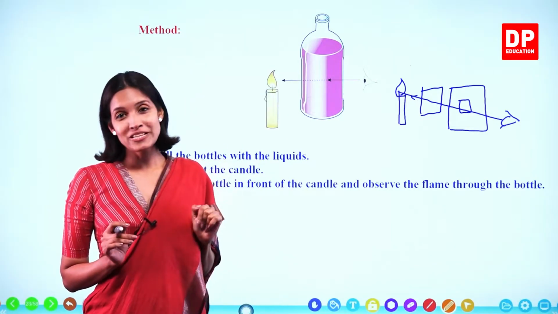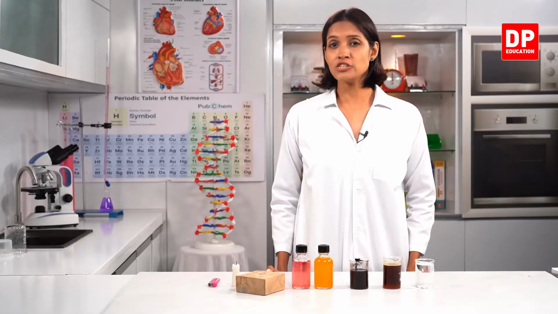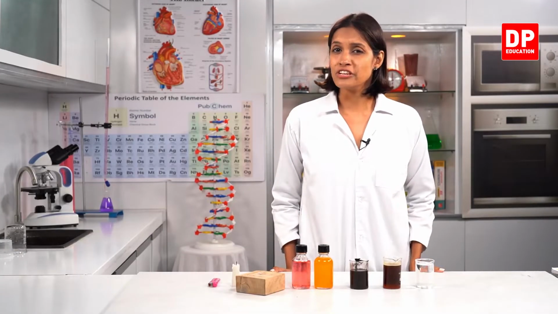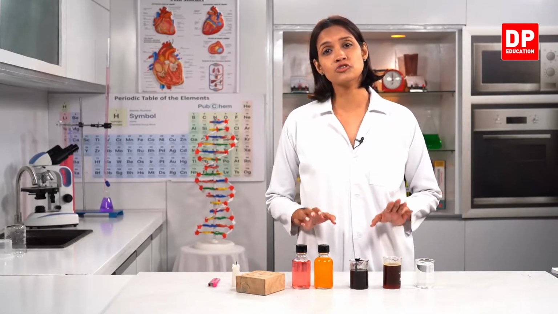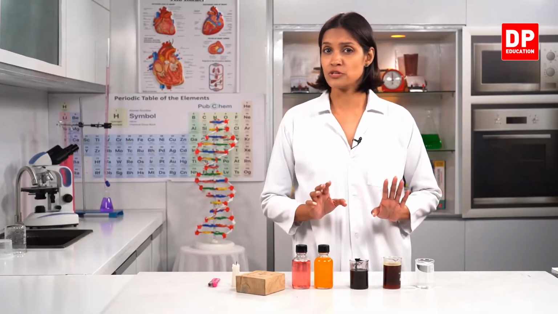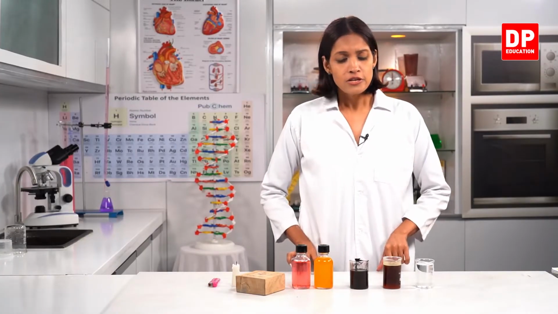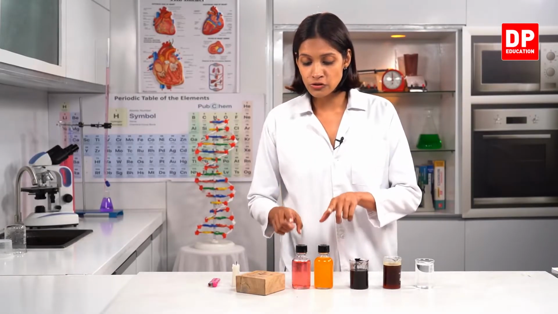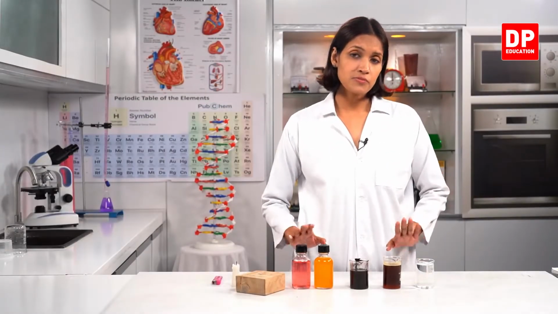Now we are going to do this activity in the lab. Right, children? Now we are going to do this activity to see how light travels through liquids. Do you remember we did the same type of activity to see how light travels through other materials, which means solids? Now, this activity is based on liquids. We are going to do the same activity, but this time we are going to put different liquids in front of the candle. So, we have different types of liquids here.